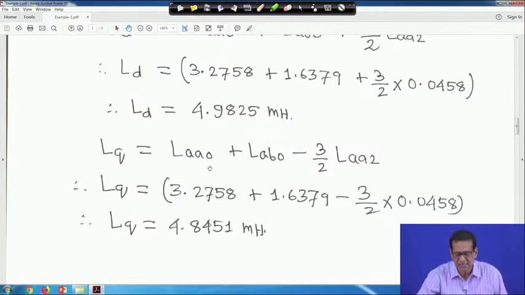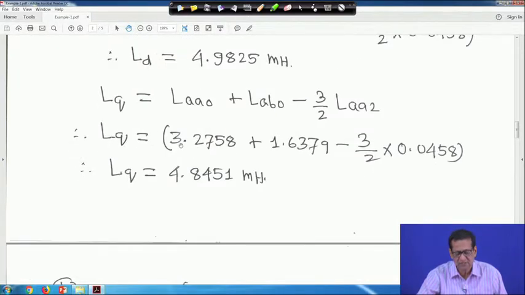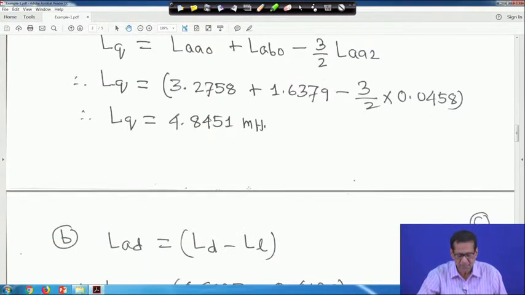Similarly, LQ is equal to LAA0 plus LAB0 minus 3 by 2 LAA2, because this we have already derived. This is from equation 61. Now, substitute these values: 3.2758 plus 1.6379 minus 3 by 2 into 0.0458. So LQ is equal to 4.8451 millihenry. So this is LQ.